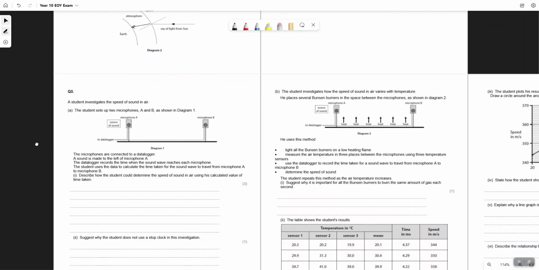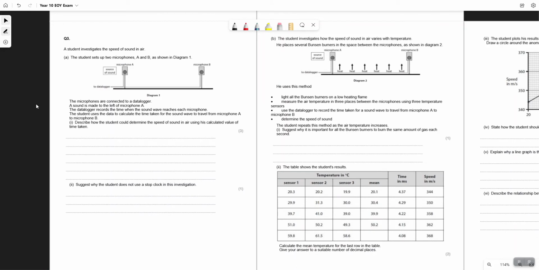Okay, so question 3. A student investigates the speed of sound in air. The student sets up 2 microphones, A and B, as shown in diagram 1. The microphones are connected to a data logger. Sound is made to the left of the microphone. Hopefully you would have seen some of this with a wooden clapper. We didn't use a data logger, we used a fast timer that could measure a time. Same idea, but you record the time it takes for something to go from here to there.